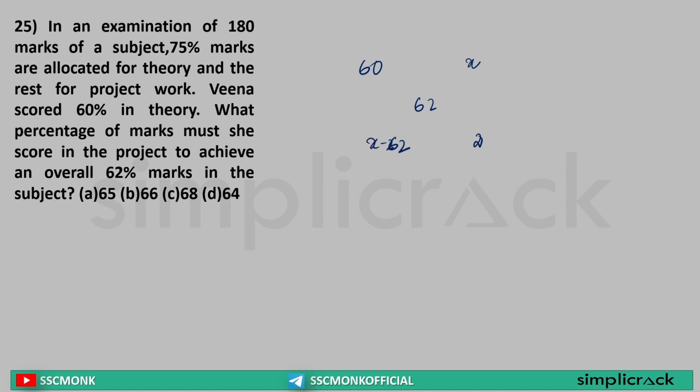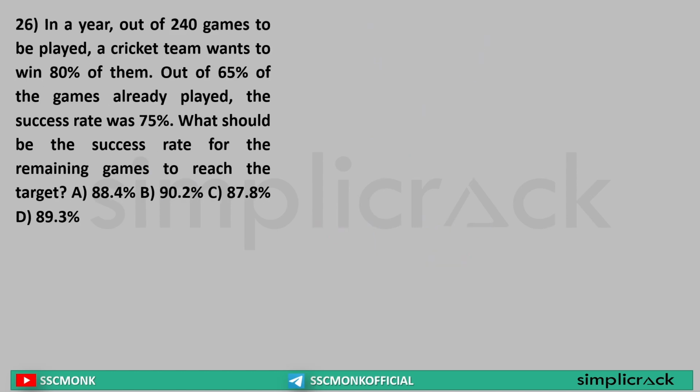Now let's understand this. Initially the theory part was 75% and the project part was 25%. So what was the ratio? 3:1. So x minus 62 by 2 is equal to 3:1, or I can write x minus 62 is equal to 6. Clear? So the value of x is equal to 62 plus 6, which is 68%. So the value of x is 68%, option C.